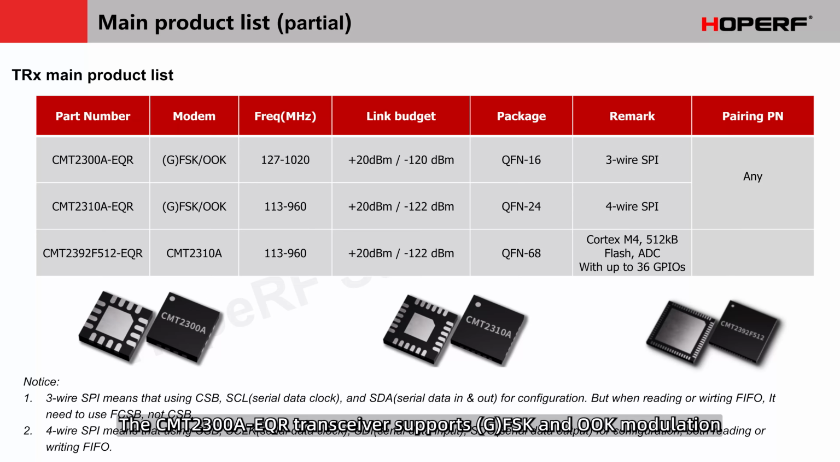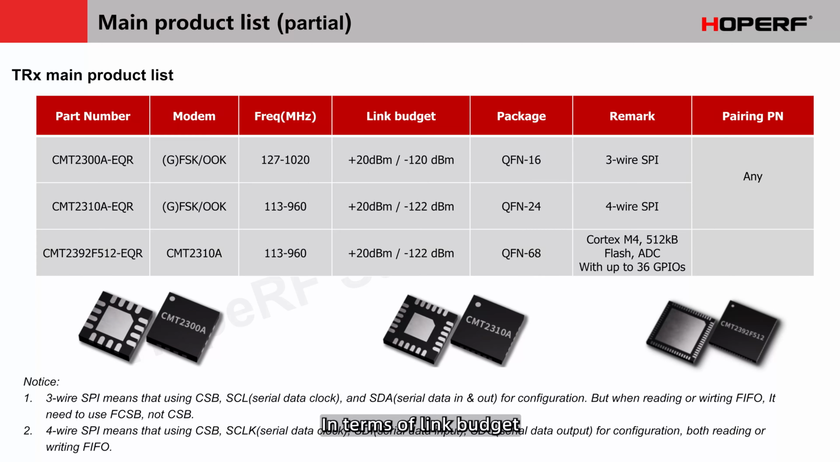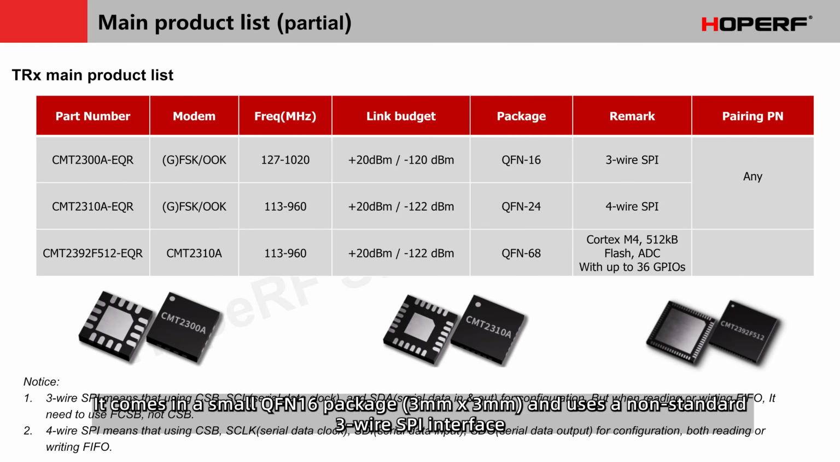The CMT2300AEQR transceiver supports GFSK and OOK modulation with a frequency range of 127 to 1020 MHz. In terms of link budget, it can output up to 20 dBm, and its receive sensitivity is down to minus 120 dBm. It comes in a small QFN16 package, 3 mm by 3 mm, and uses a non-standard 3-wire SPI interface.